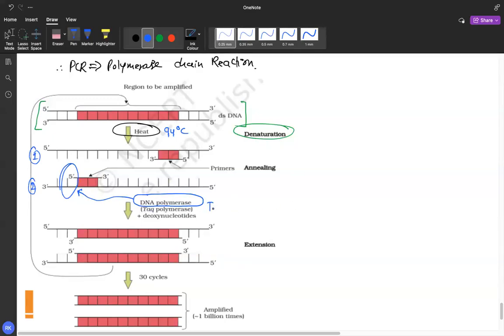So the term Taq, which is called Taq polymerase, stands for T for Thermus, heat, AQ for aquaticus, which is the genus and species. So this is the bacteria's name, Thermus aquaticus. From this bacteria, we got this DNA polymerase. So it's called Taq polymerase.